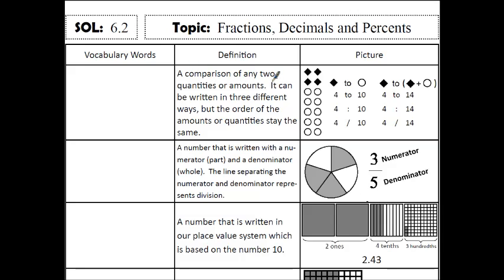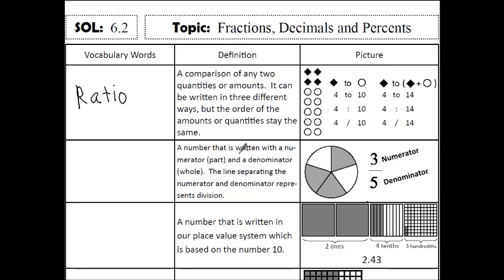A ratio is a comparison of any two quantities or amounts. It can be written in 3 different ways, but the order of the amounts or quantities stays the same. If I'm comparing diamonds to circles, I could write 4 diamonds to 10 circles, or I could compare the 4 diamonds to the 14 total shapes. I can write this with the word "to," with a colon, or as a fraction, and this is a ratio.